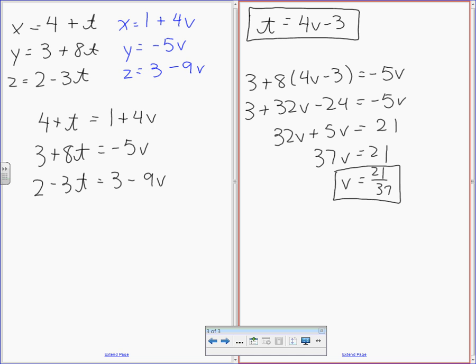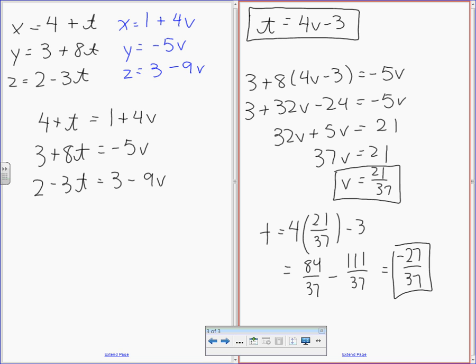Okay. All right, I'm running out of room here, so I'm going to say, back from the top, T equals 4 times 21 over 37 minus 3, which is, oh boy, 84 over 37 minus... Michael, do you have that in your head? 111, is that right? Yeah. Oh, I'm just having such a bad... negative 27, is that right? Okay, so we got values for T and V.